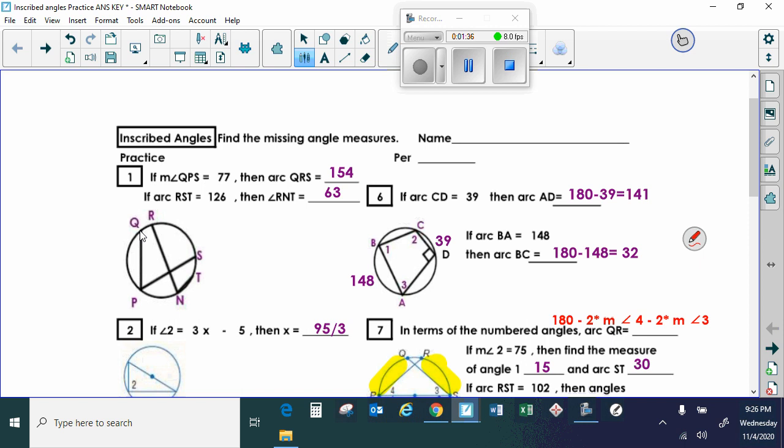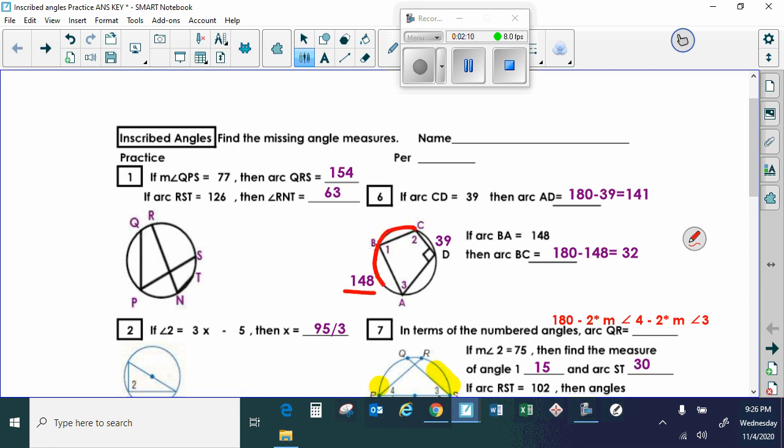If arc CD is 39, then arc AD, so they want this arc, but we know this arc is 39. Well, notice that connects that one right there. We know this is 90 degrees right there. So then this whole arc CDA is 180. So since we want AD, we just subtract off the 39 from 180, as you see right there, and you get 141.